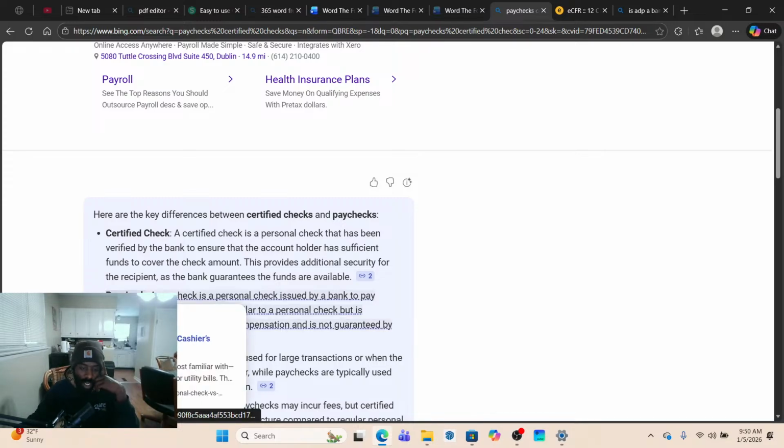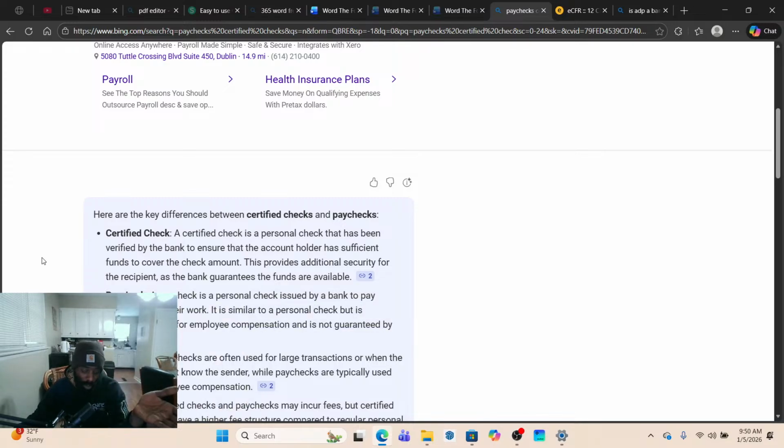See, now they're saying a paycheck, which is ultimately what they're giving you, is a personal check issued by an employer. That's what I'm saying, guys. You got to read the fine print. A paycheck is a personal check, but a certified check is a personal check that has been verified by the bank to ensure that the account holder has sufficient funds to cover the check amount. So, in essence, a paycheck, in a way, is a certified check.